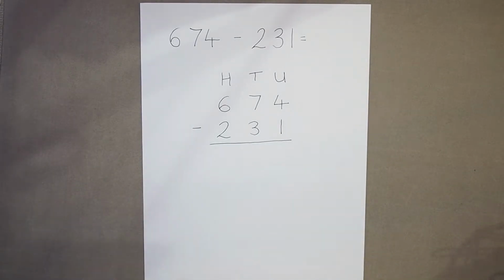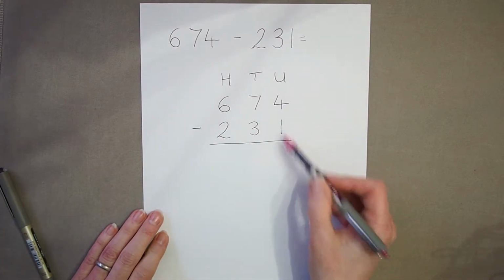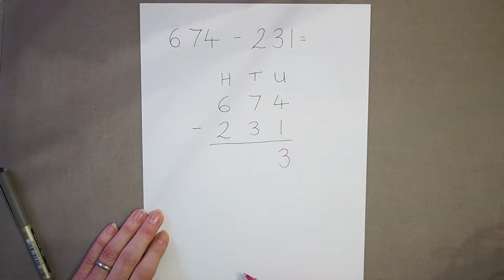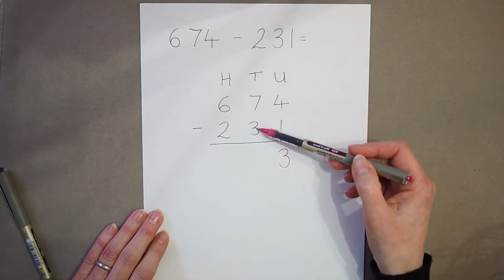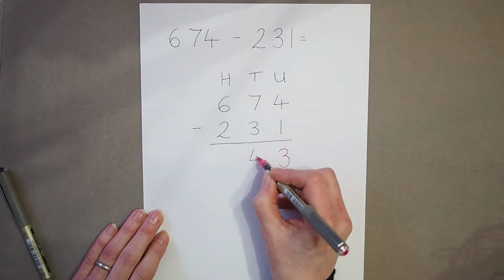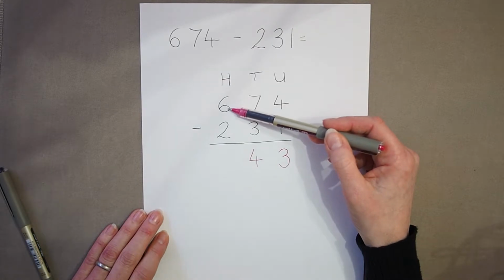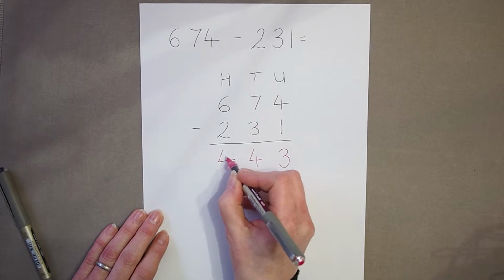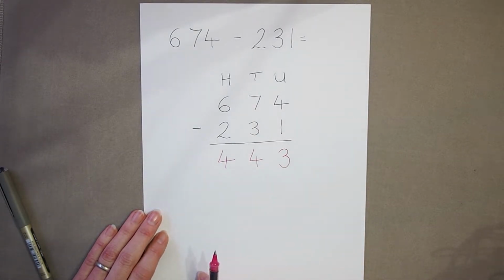Now I'm going to start at the units and say 4 units take away 1 unit would be 3 units. And now I can move on to the tens. I have 7 tens and I'm taking away 3 tens. 7 subtract 3 is 4. And finally my hundreds. I have 6 subtract 2. That would leave me with 4. So the answer is 443.